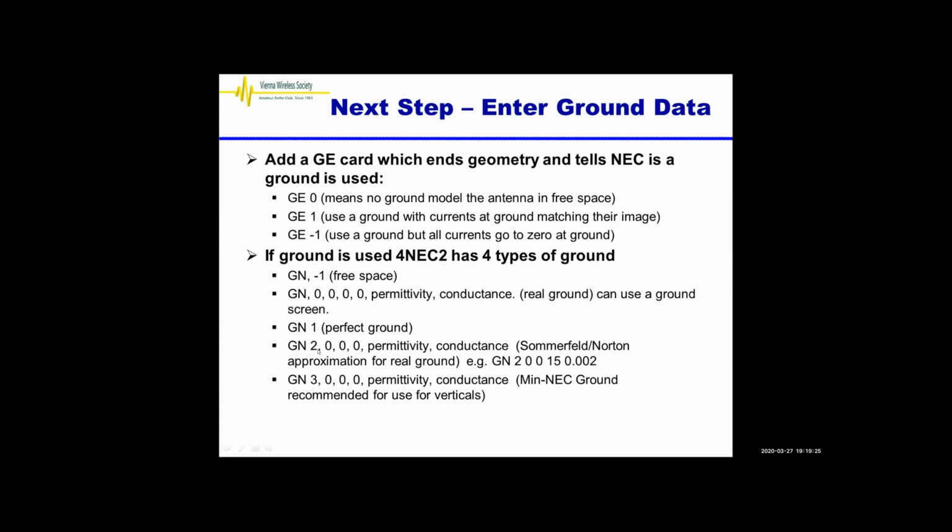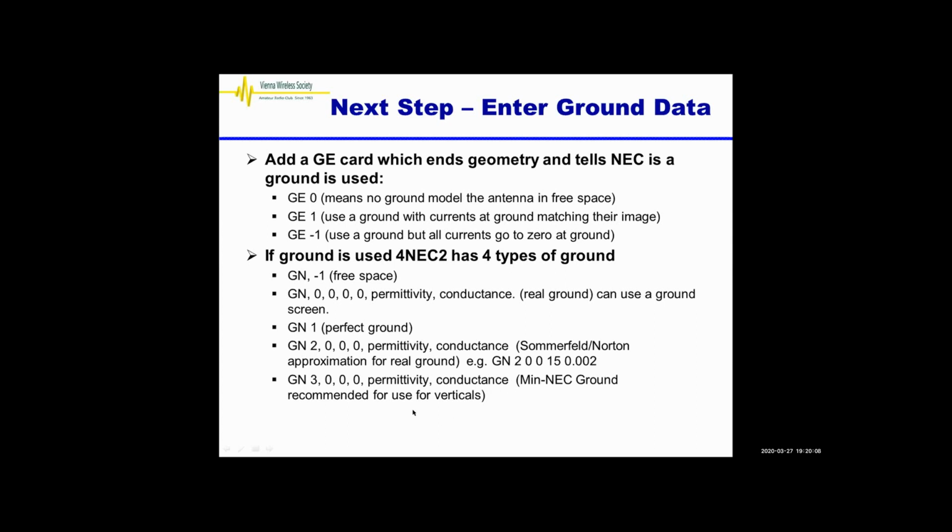Again, you enter GN 2, then 0, 0, 0, and then the next data is the permittivity, which around here is about 13, and conductance is about 0.002 Siemens around here, 2 millisiemens. That's typically what you would put in, as I can show you here. If I'm modeling my antenna here in Fairfax, I'm going to put GN 2 0 0 0 13, or something about there, which is the permittivity of soil around here, and 0.002, which is our ground conductivity, which is pretty lousy, but it is what it is.